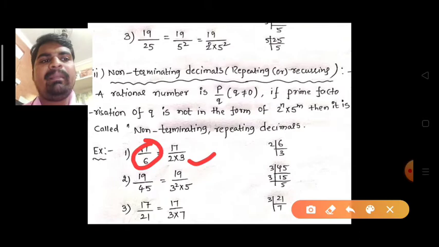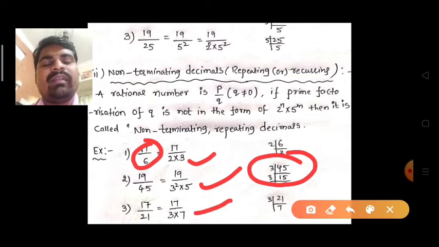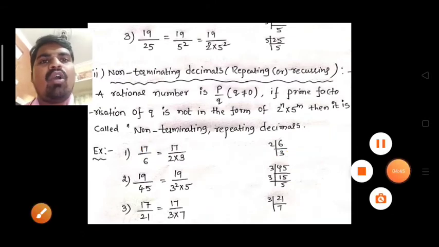So it is non-terminating. In the second example, you observe 3 square into 5, which is 45. You know very well how to write prime factors. Here 3 is extra, so it is also non-terminating. Third one, 3 into 7, 21 we can write as 3 into 7. So it is also a non-terminating decimal. It is a very important concept.